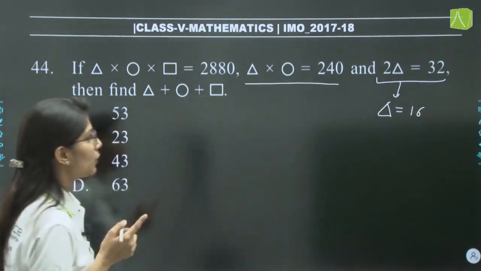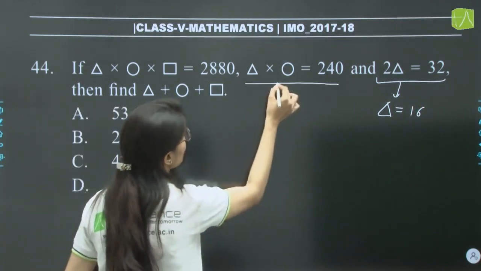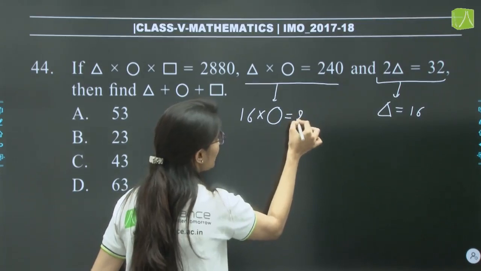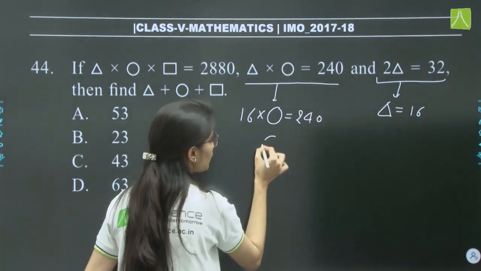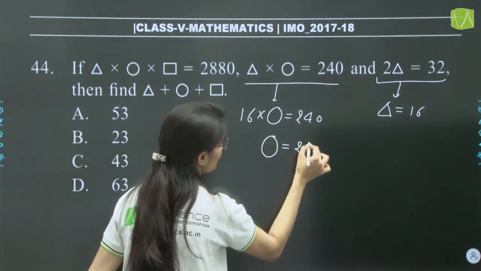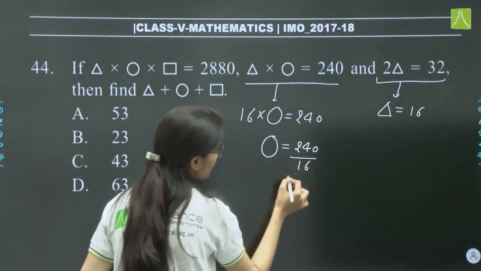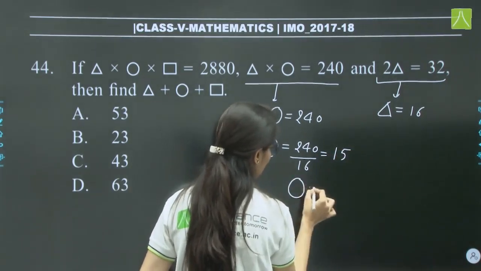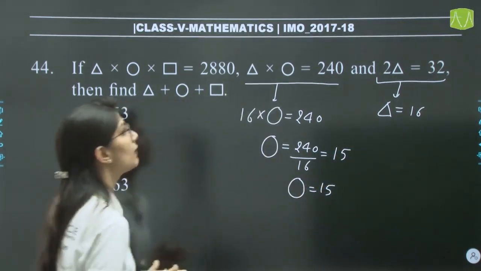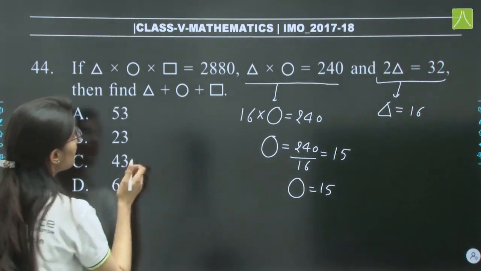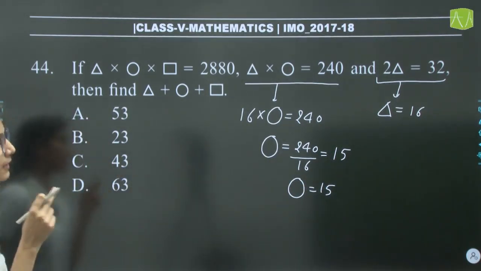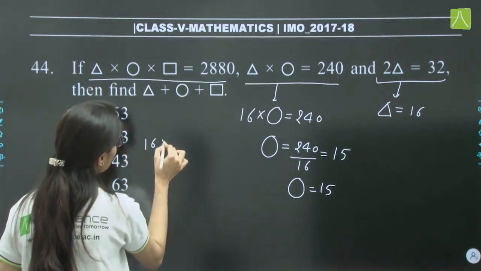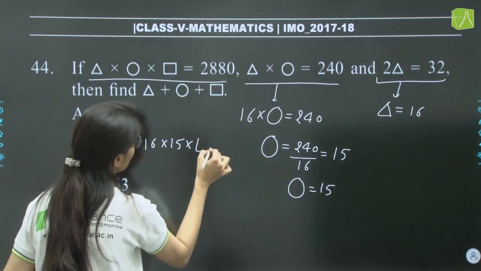Now you can put this value of triangle in the second equation so that we can get the value of circle. So 16 multiplied by circle is equal to 240. Now to get the value of this circle, you have to divide 240 by 16, this will be 15. So the value of circle we got is 15. Now we have to find out the value of this last shape, that is square. So put the values of triangle and circle in the first equation. So this will be 16 multiplied by 15 multiplied by square is equal to 2880.